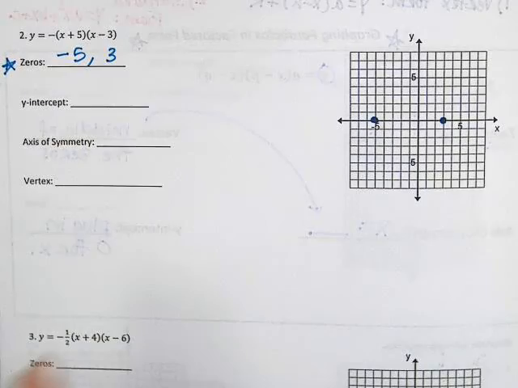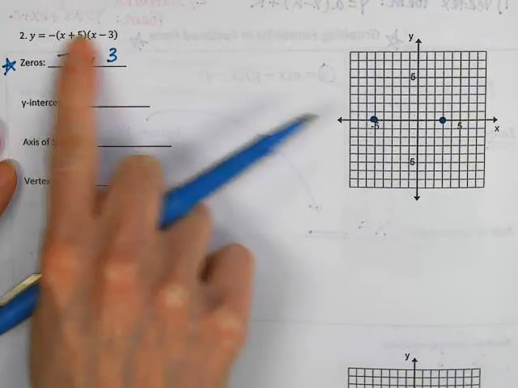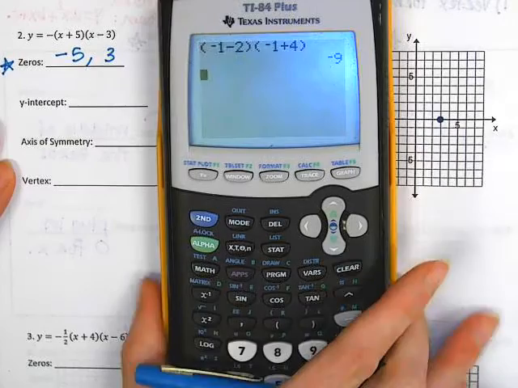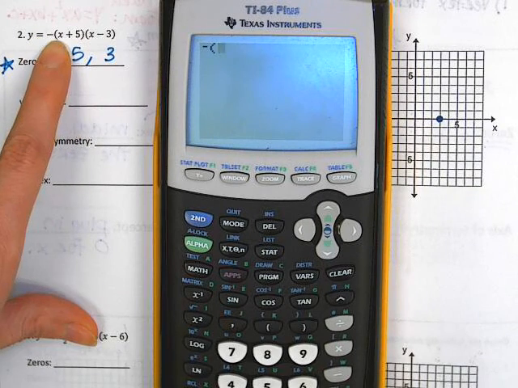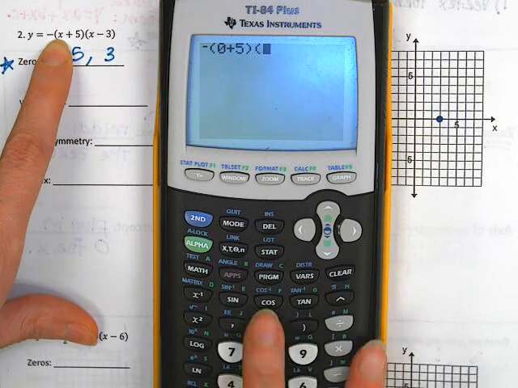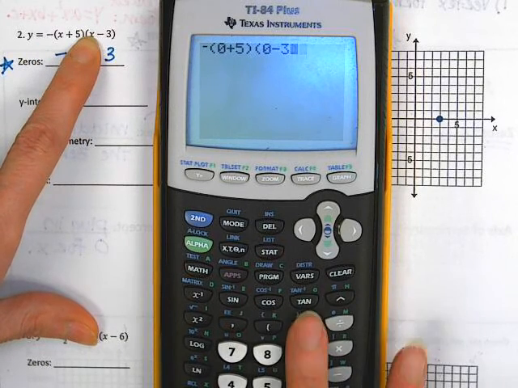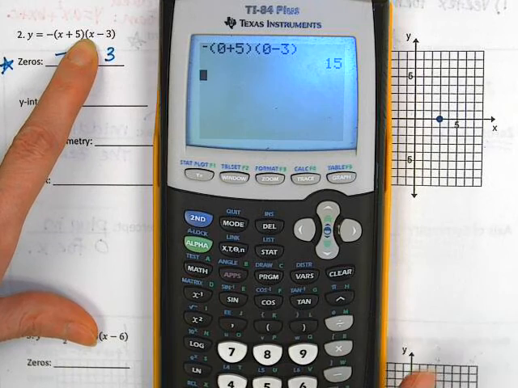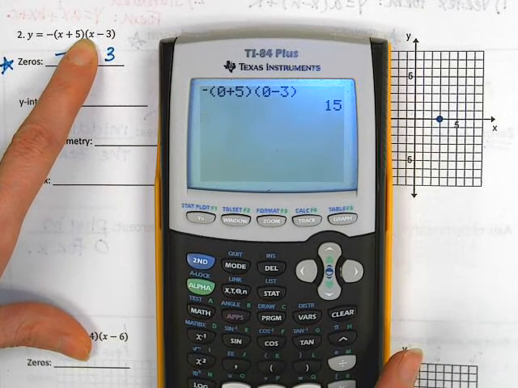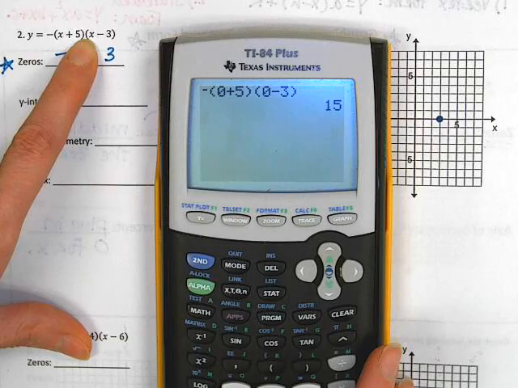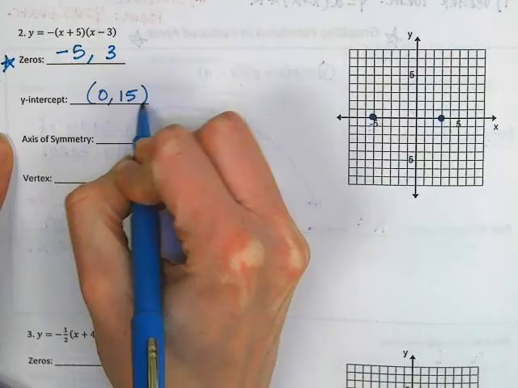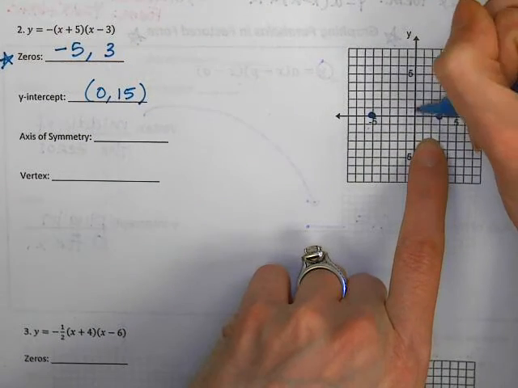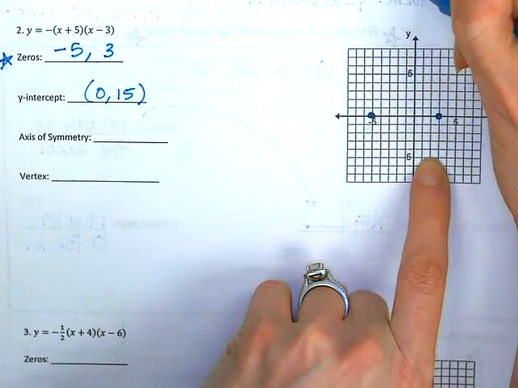Okay, y-intercept is when we plug in 0 for x. So let's do it. Well, now you do need the negative sign. So now we got to plug it in exactly as we see it, but we need to plug in 0 for x. I think we can do this in our heads. The answer is 15. So the y-intercept is 0 comma 15. And it looks like that's way off the graph, but that's okay. 5, 10, 15. It's like way up here somewhere.